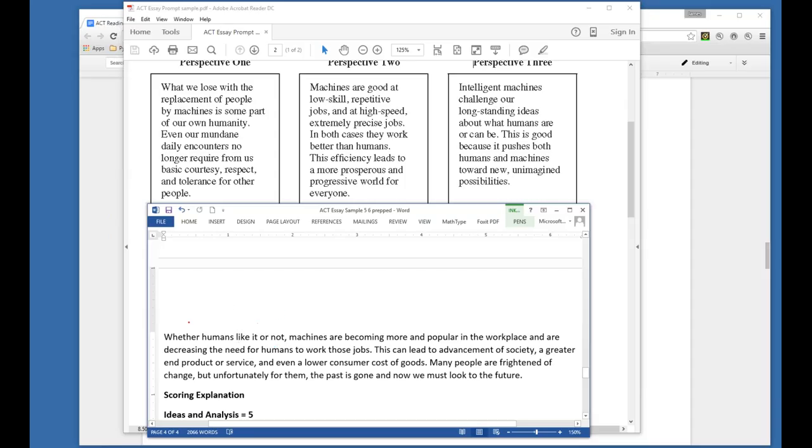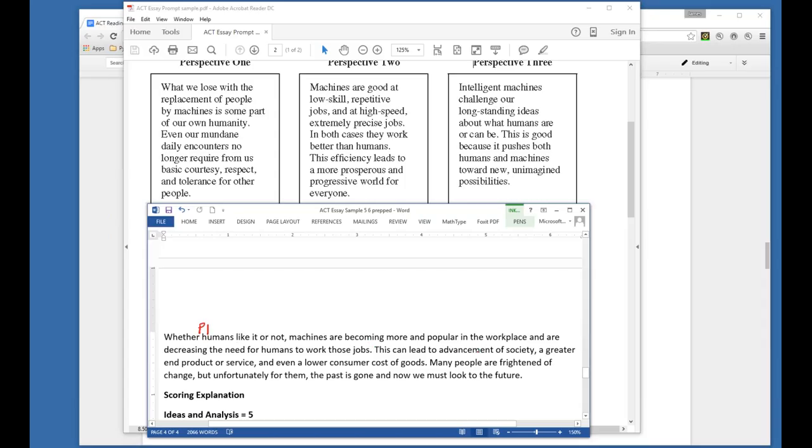Yes, yes, yes. So whether humans like it or not, whose perspective does this defeat? That's right. We're going to see the claim, aren't we? So whether they like it or not, that defeats perspective one. Doesn't matter what they think, it's going to happen. Machines are becoming more and more popular in the workplace and are decreasing the need for humans to work those jobs. So that's going to happen. This writer is saying it's going to happen.